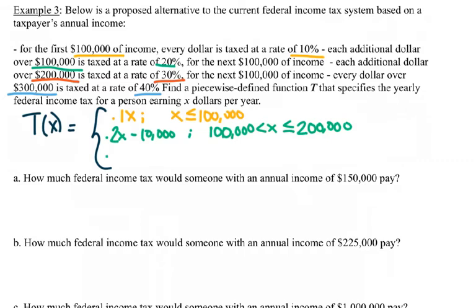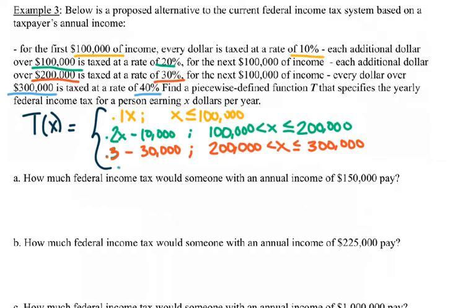The next one is going to be taxed at 30%. But remember, you've already paid $10,000 because that was 10% of 100,000, and you've already paid another $20,000 because that's 20% of 100,000. So we're actually going to end up taking away 30,000 this time. And this only happens if you're between 200,000 and 300,000.